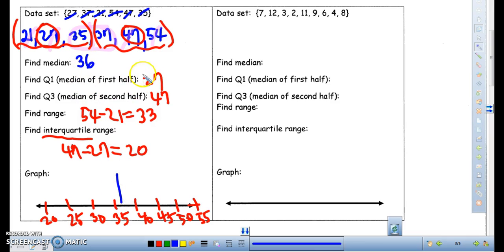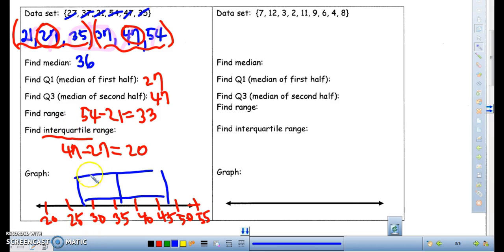And then the first quartile is 27, so I'm just going to estimate and draw right over here. The next, 47, I'm going to go over here. And then we're going to draw a box. This is your box. So your interquartile range is inside the box. It is 47 minus 27, which is 20.